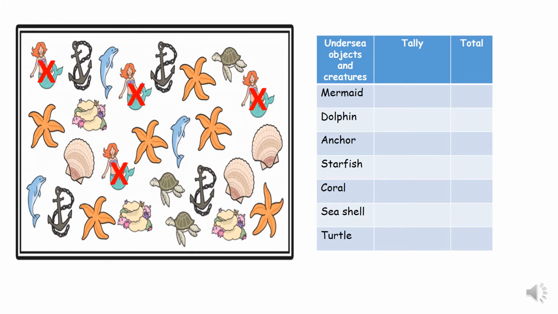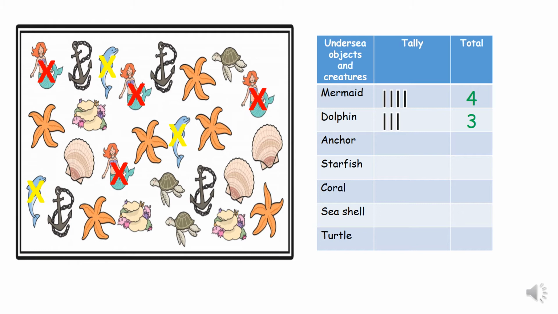We need to represent this as a tally. Can you remember how it would look? Well done, 4 tally marks. And my total is 4. The next item is dolphins, so let's count the dolphins. 1, 2, 3. Only 3 dolphins. How might this look on my tally? Good, 3 tally marks, and my total is 3.